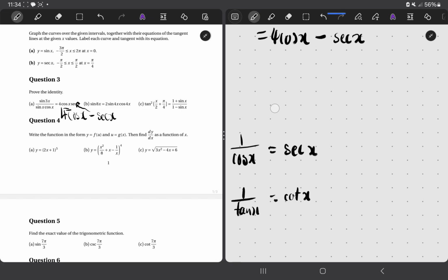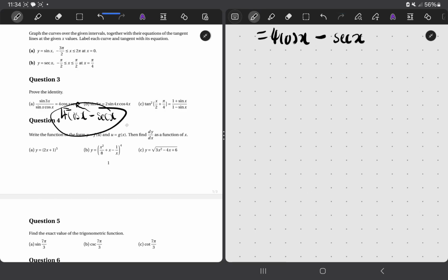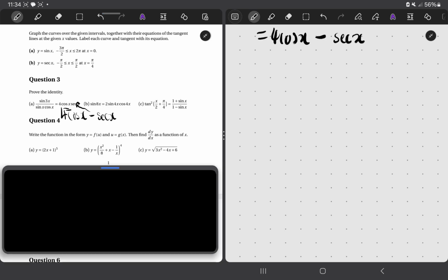Anyway, we will end up having 4 cos x minus sec x, which is what we said should be the solution in this one. And you'd be done with your part A.